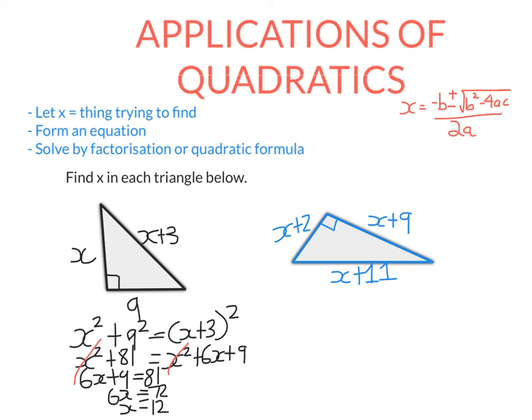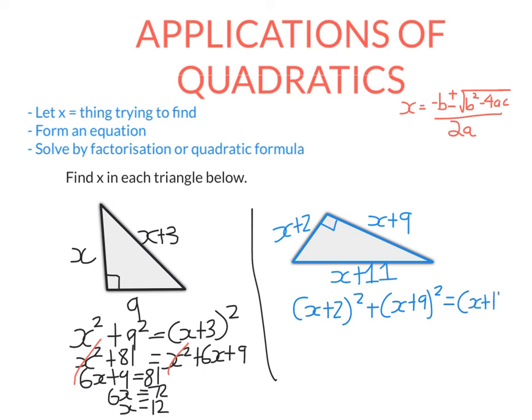So this is, using Pythagoras, 9, 12, 15. 9 squared plus 12 squared equals 15 squared, and we're done. So this one on the right-hand side is a little harder because x is in all three sides. So using Pythagoras, we have shorter side squared plus shorter side squared equals longer side squared. So we now expand all of these brackets using FOIL. If I expand x plus 2 all squared, I get this. If I expand x plus 9 squared, I get this. And x plus 11 squared, I get this.